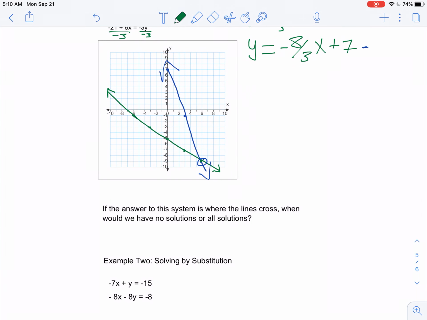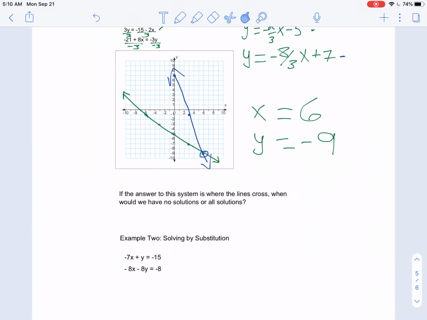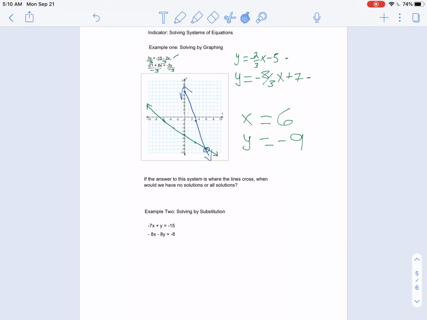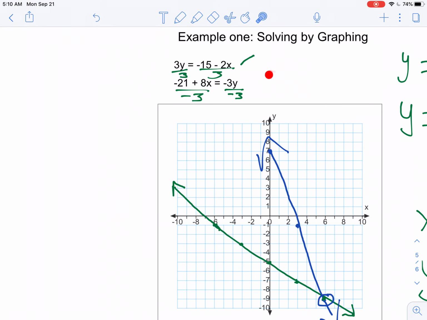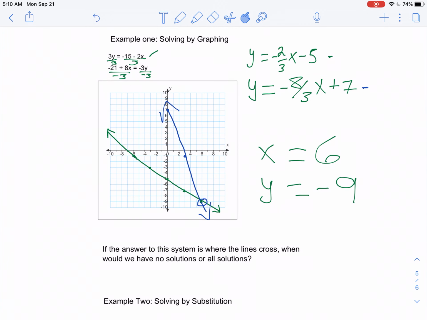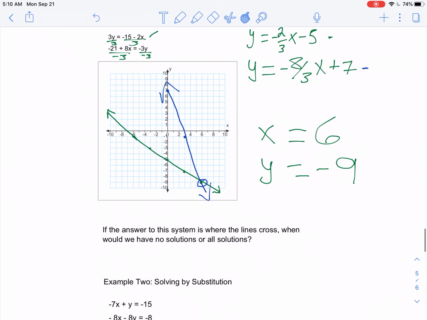So we found our answer of x equals 6 and y equals negative 9. Alright, so I guess I should have summarized systems of equations first. What we're looking for with systems of equations are the x's and y's that make both of the equations true. Once again, we're looking for the x's and the y's that make both of our equations true.